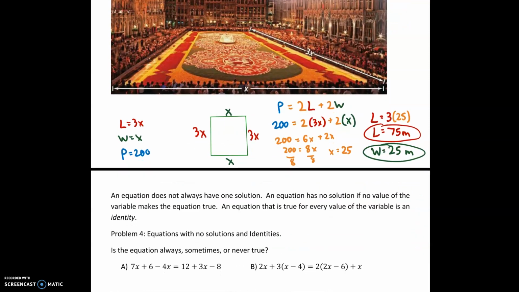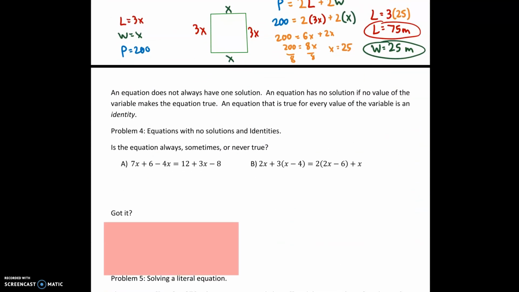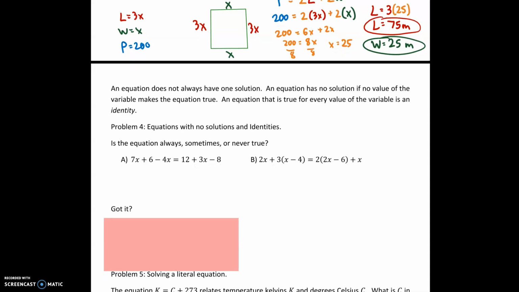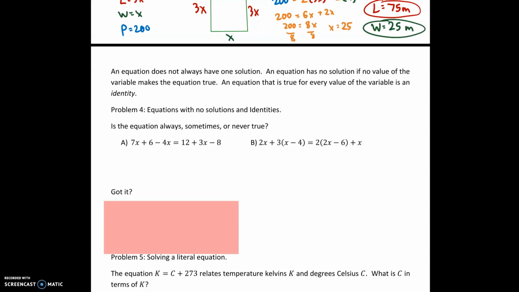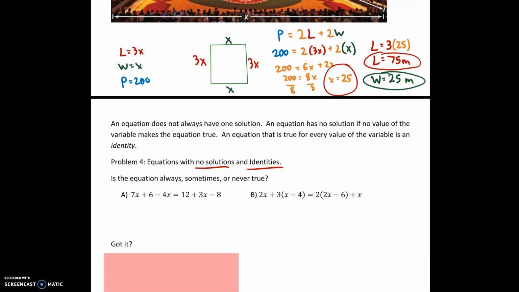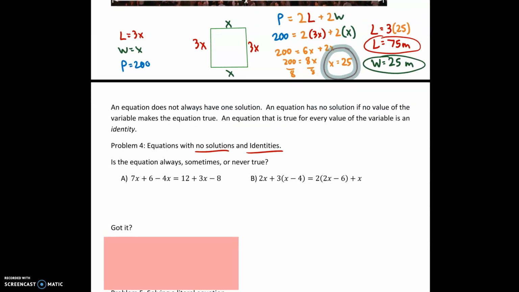We might also have equations which have no solution, or equations that are always true. In that case, we'd call those identities. So again, two additional cases we might need to consider. If an equation is always true, that's something we call an identity. If it's sometimes true, we've seen those examples before, something with a definite solution like x equals 25. If it's never true, that's just another way of saying that the equation has no solution.